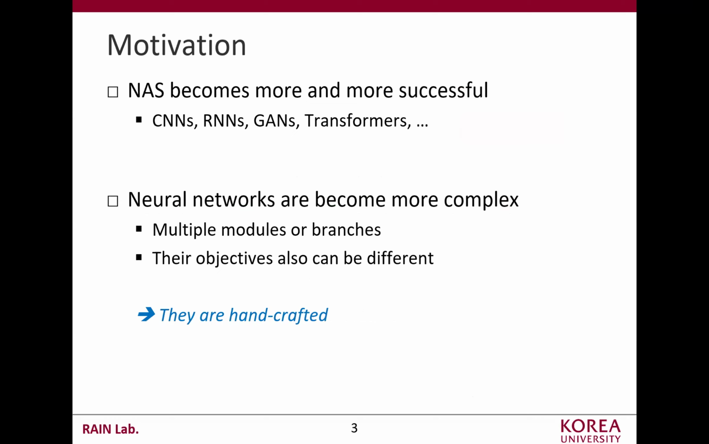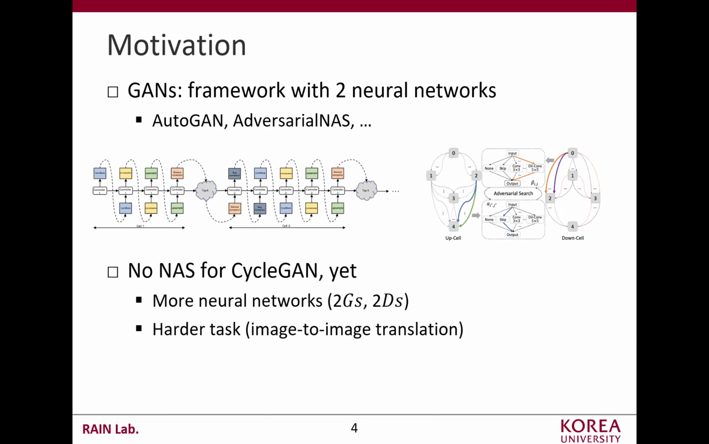So let's go on the motivation. So actually NAS has become more and more successful, for the CNNs and RNNs, and in GANs, and even for the transformers and recently for LLMs, right? And at the same time, the neural networks have become more complex. There are multiple modules or branches for multimodal learning, and their objectives have also become so different because they use various losses or techniques, and more importantly, they are all handcrafted.